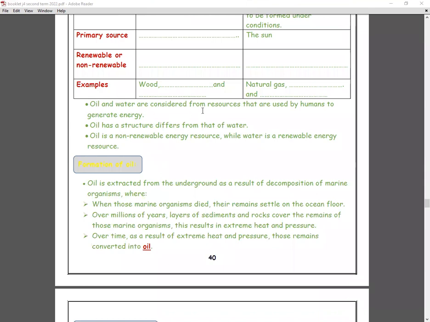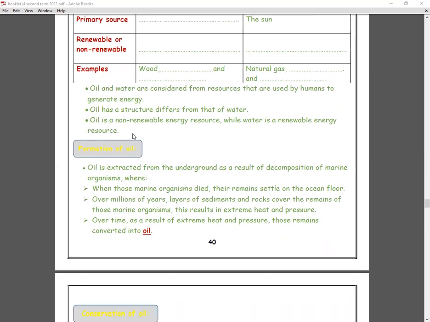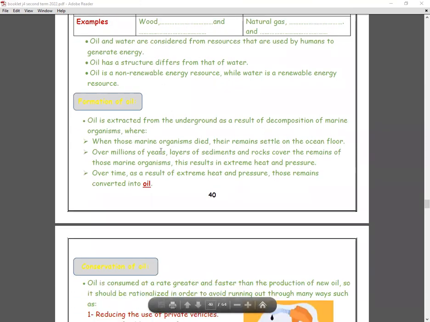Oil and water are considered resources that are used by humans to generate electricity. How can we produce electric energy from water? Due to the motion of the water, like the High Dam in Aswan. We depend on the motion of the water that forms kinetic energy to generate electric energy, and oil like gasoline, okay? But for sure, oil and water are totally different in structure. And for sure, oil is a non-renewable resource, but water is a renewable resource, okay?